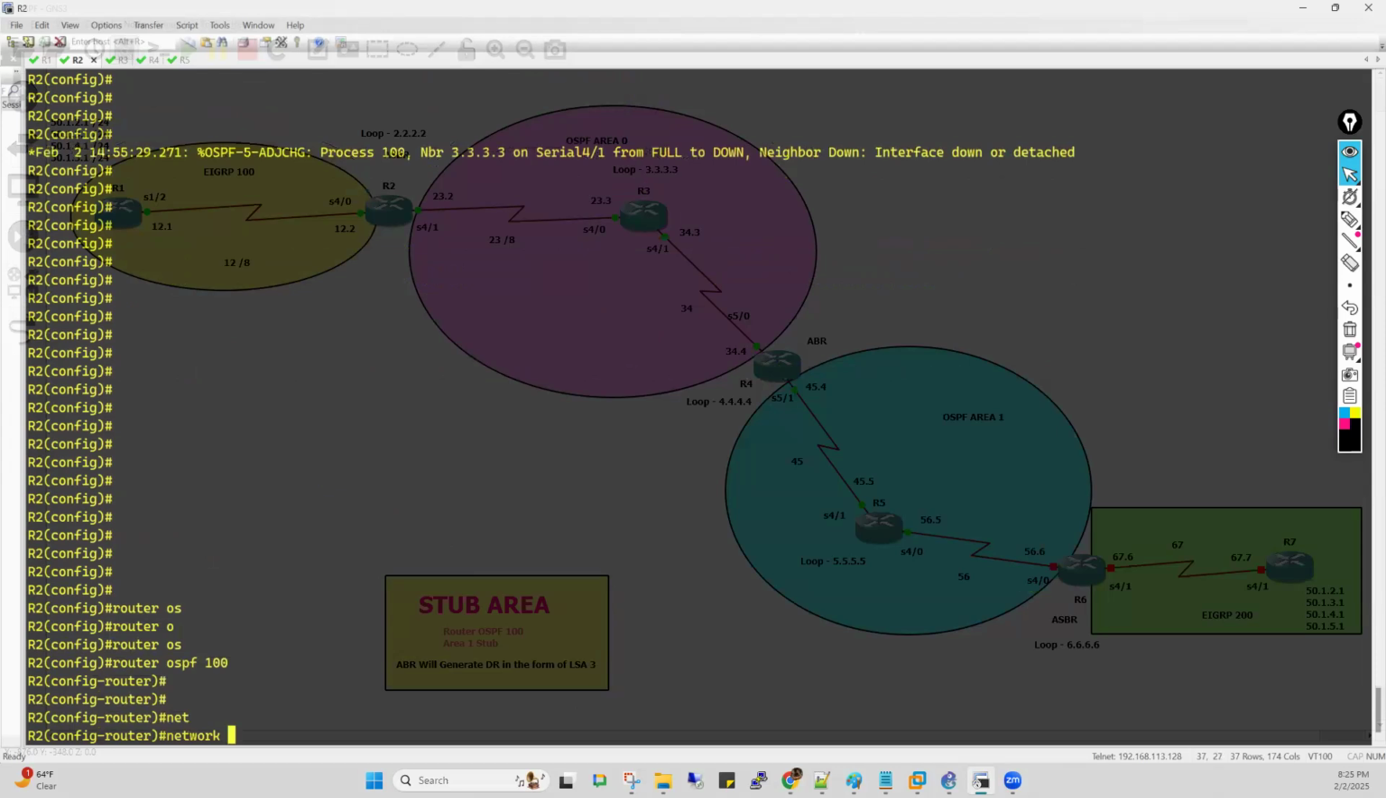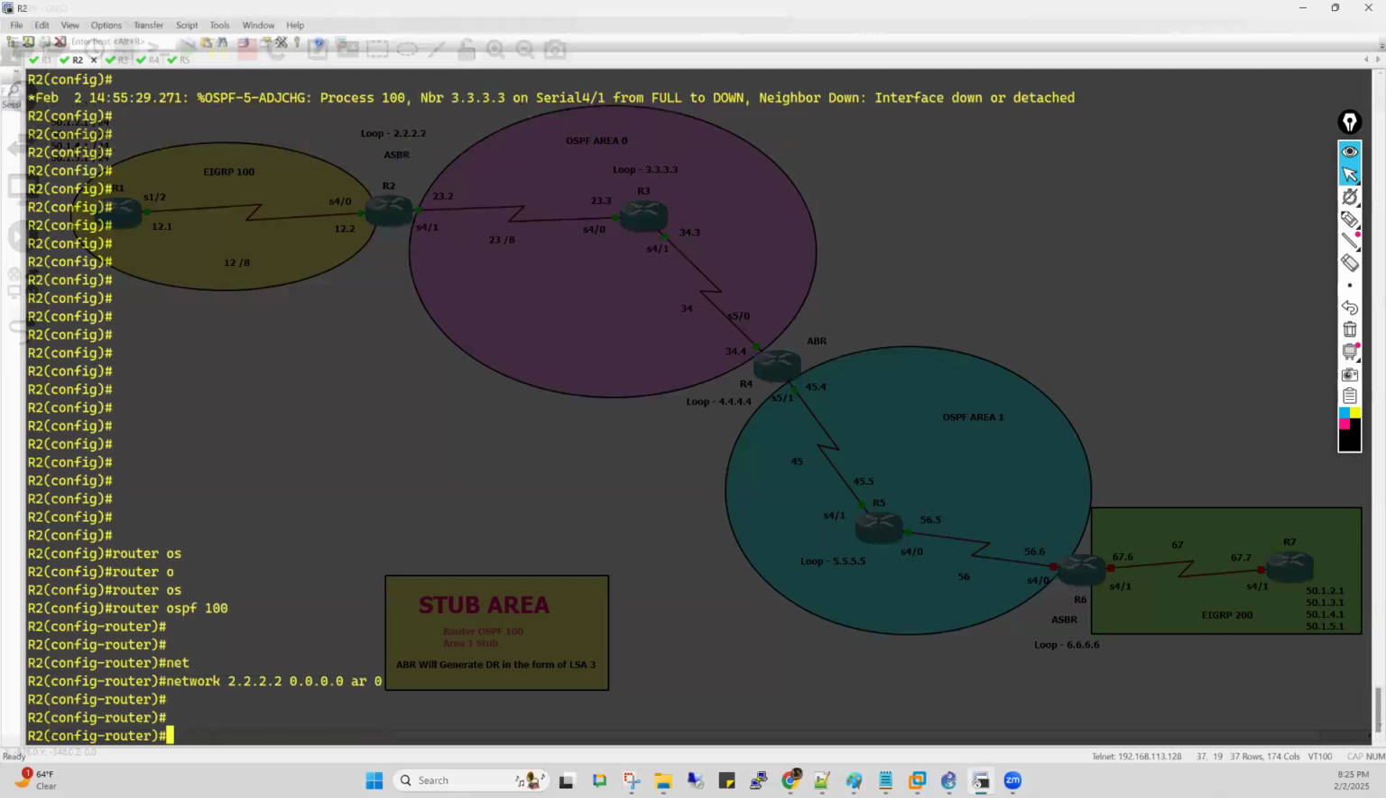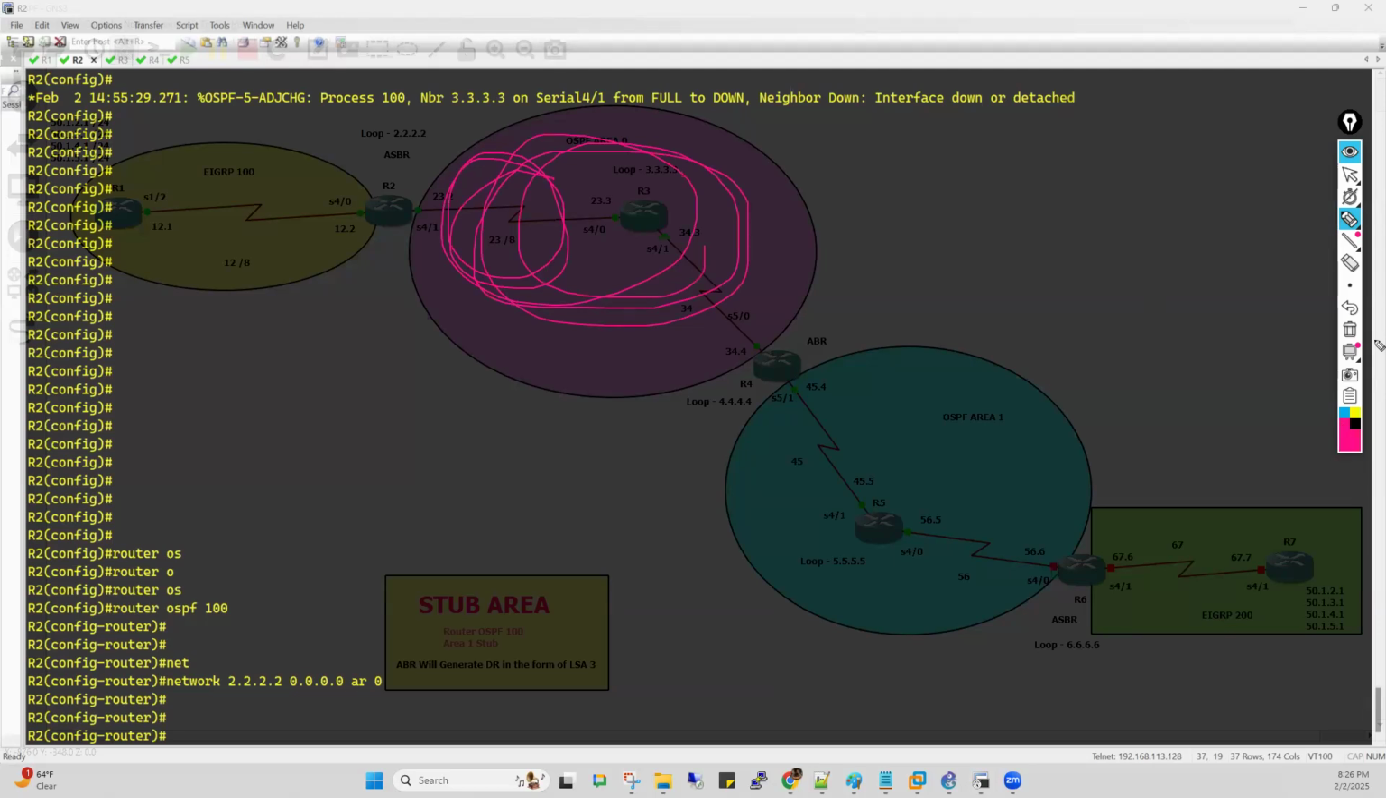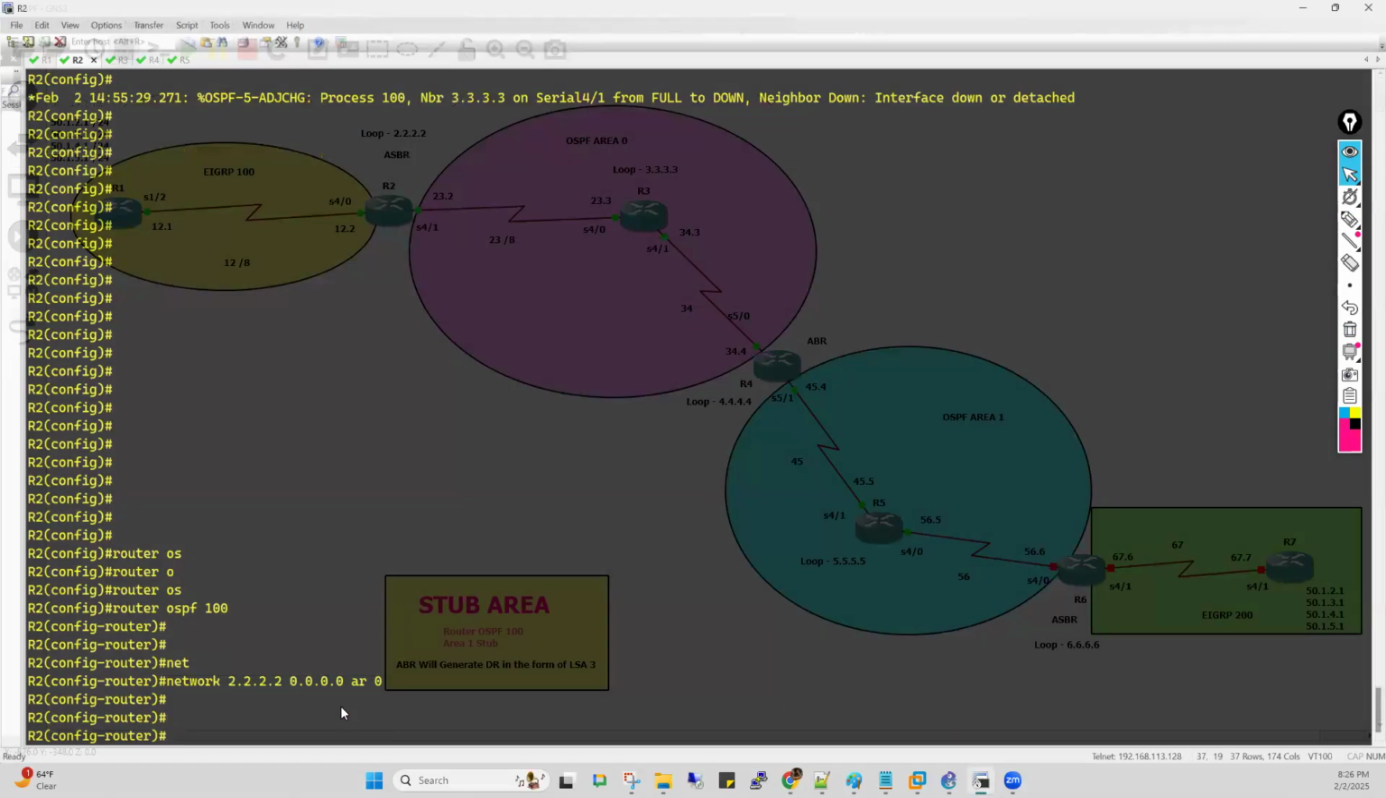Which network? First of all, 2.2.2.2. Then the wildcard mask. What is the wildcard mask? 0.0.0.0. And then area will be 0. Right? Yes or no? So this is area number 0. So here everything will be in area number 0. Clear? So we advertise 2.2.2.2.